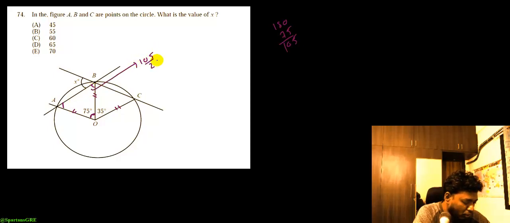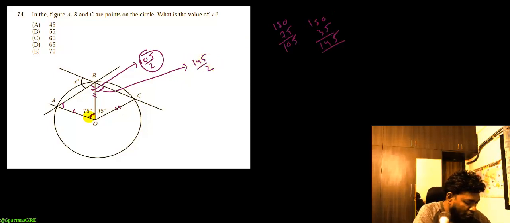So here, this is a radius, this is a radius, this is a radius, right? So this angle will be equal to this angle. Now this angle is already 75. So what is the balance here? 180 minus 75, which will be 105. So this angle will be equal to 105 by 2. Agree? Now again, these two angles are equal. So this angle will be equal to 180 minus 35, which is 145, so 145 by 2, right?